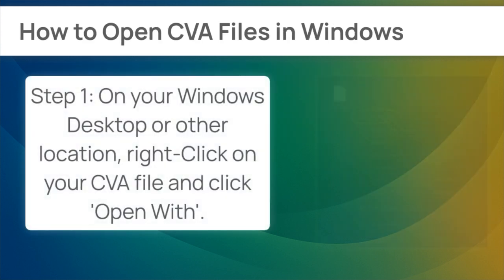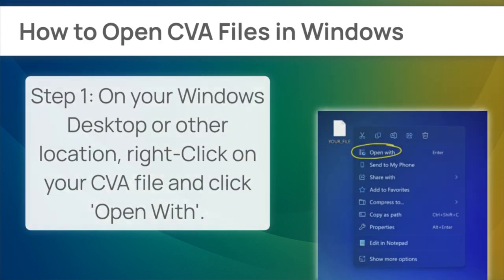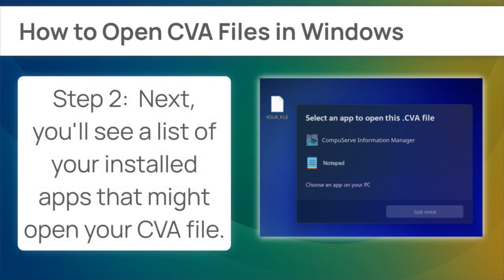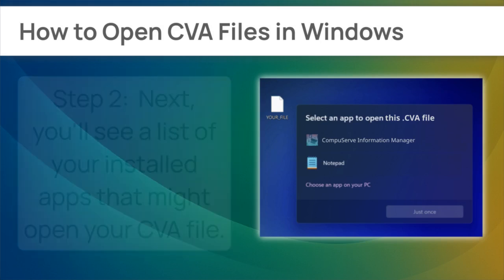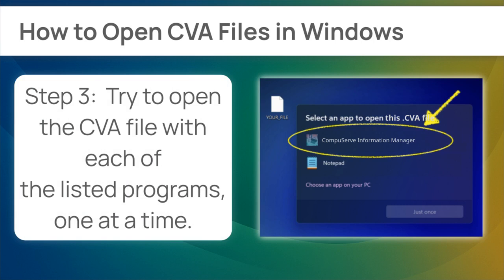To force the file open, right-click your CVA file and select Open With. If CompuServe Information Manager is an option, test it. If it's not available, choose another program. We are trying to find the specific compatibility bridge.